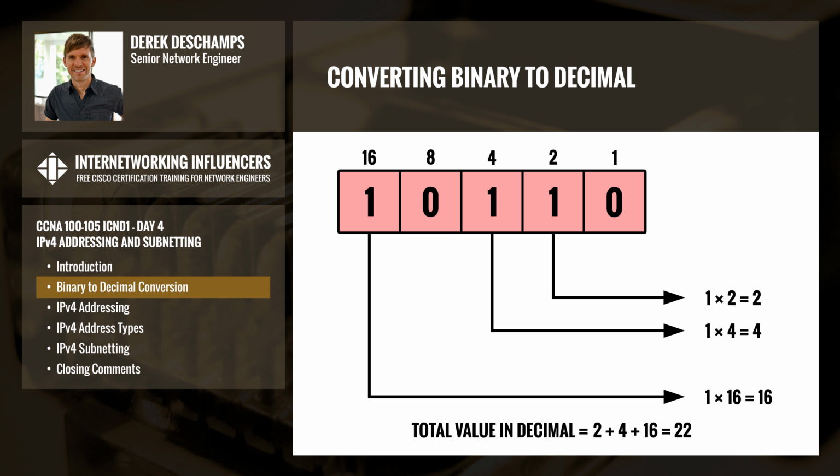will always equal 0. So in this case, we take 1 times 2, which equals 2 from the second position, and 1 times 4, which equals 4 from the third position, and 1 times 16, which equals 16 from the fifth position, and add them together, giving us a total value in decimal of 22.